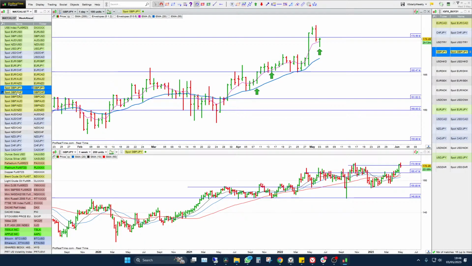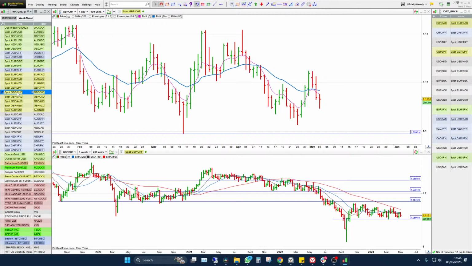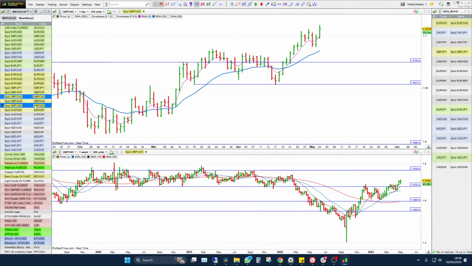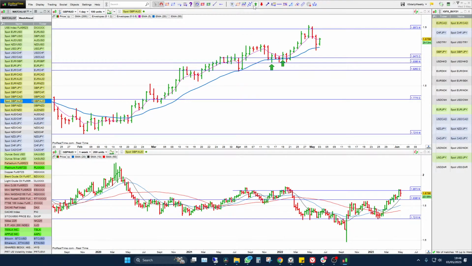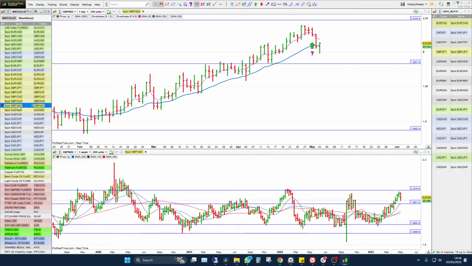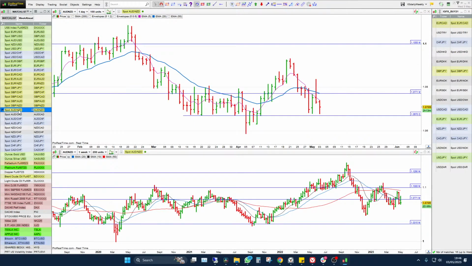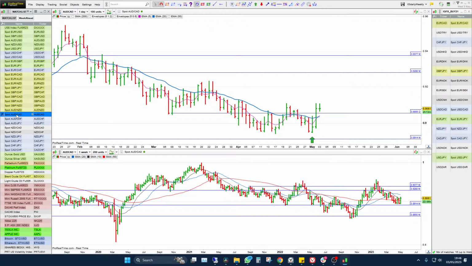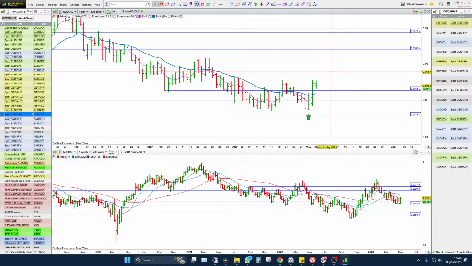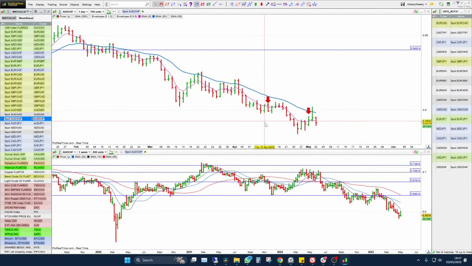Pound Swissy, no setup. Pound CAD is in play. Looks kind of Aussie as well. There's a nice little setup there as well. Pound Kiwi, possible setup here as well. Okay, so potential setup. Aussie Kiwi, no setup. Aussie CAD, no setup. We spoke about that being a triple bottom, so that's taken off. No setup today, but this trend looks like this would have been that setup there that's been triggered. Okay, so there's no setup today, but it's triggered.